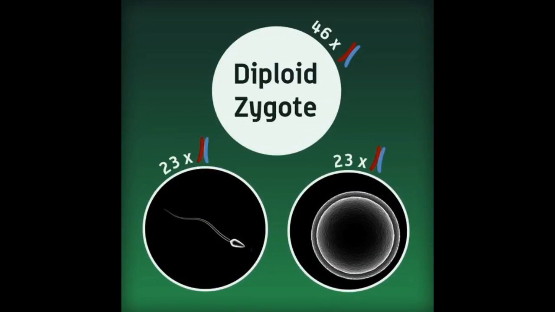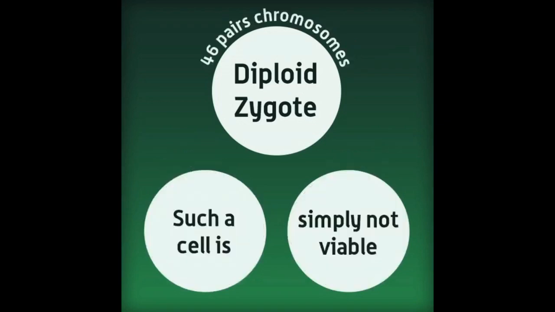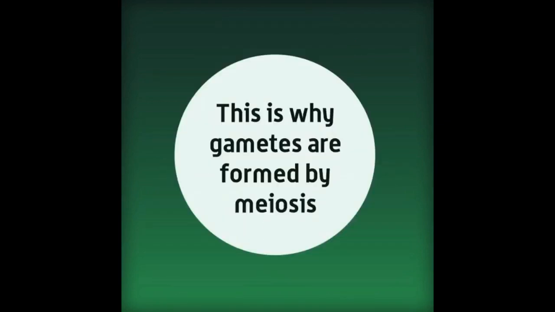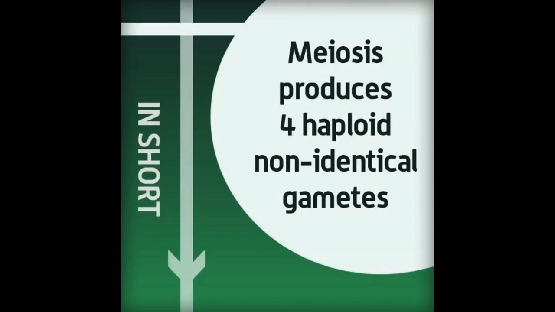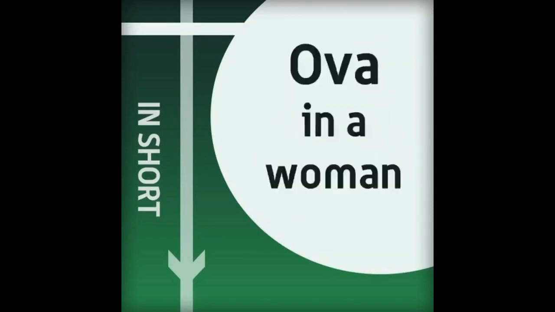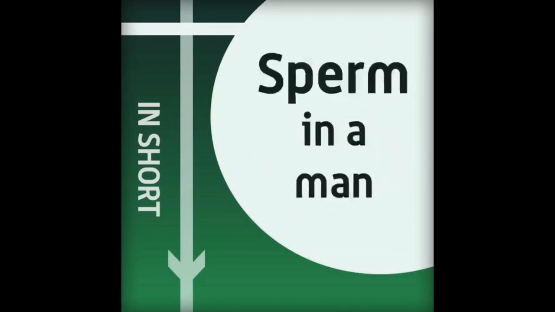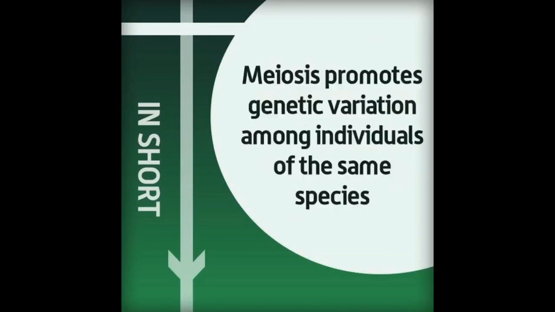As you can see, if the original gametes contained the normal number of chromosomes, then when the gametes fuse, they would make a cell which had 46 pairs of chromosomes. Such a cell simply isn't viable, and this is why gametes are formed by meiosis, which reduces the number of chromosomes by half. In short, meiosis results in the production of 4 haploid, non-identical gametes. These gametes are called ova in women and sperm in a man. Meiosis promotes genetic variation among individuals of the same species.